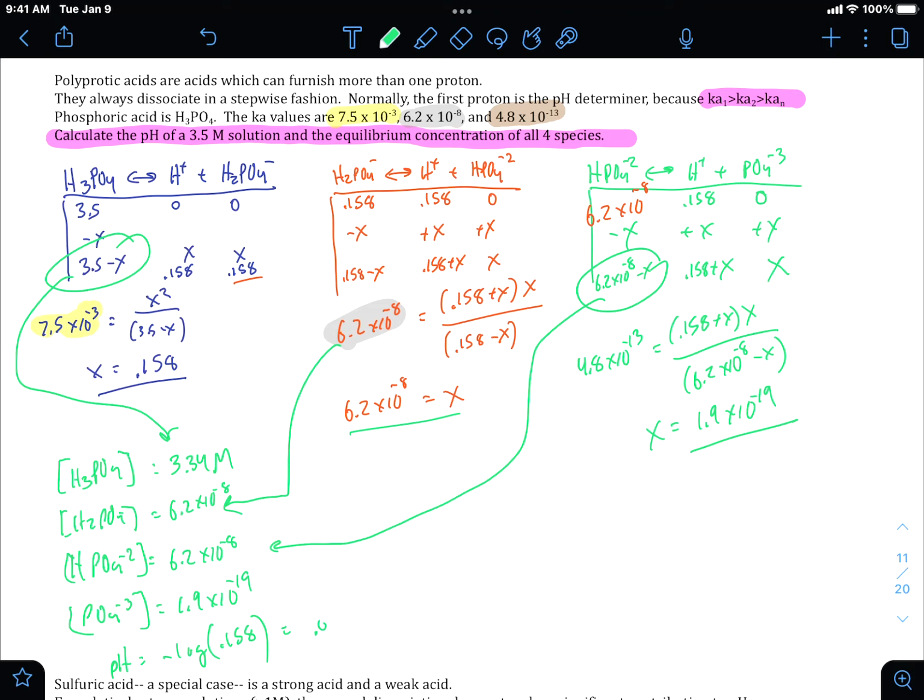And that's 0.8. Rohan, question. Would the concentration of H2PO4 be 1.158? Sorry, what? The concentration. Oh, shoot. Yes. It was this one I was trying to move right. That goes there. Thank you. 0.158. My bad.